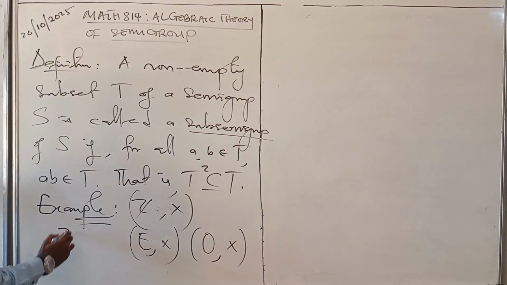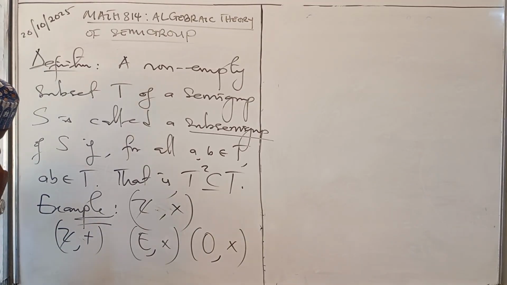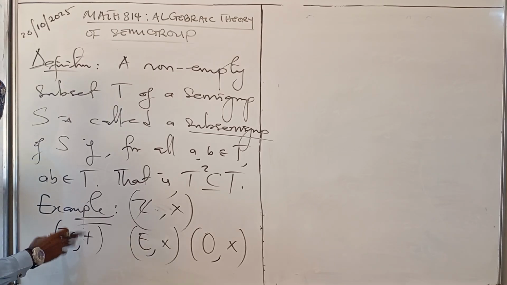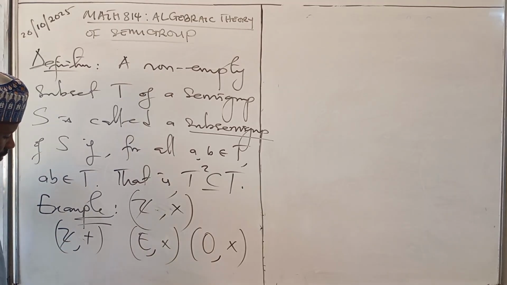But how about if I take integers with addition? This is a group. It's already a group. Then you know when you remove the zero, you don't get a group.